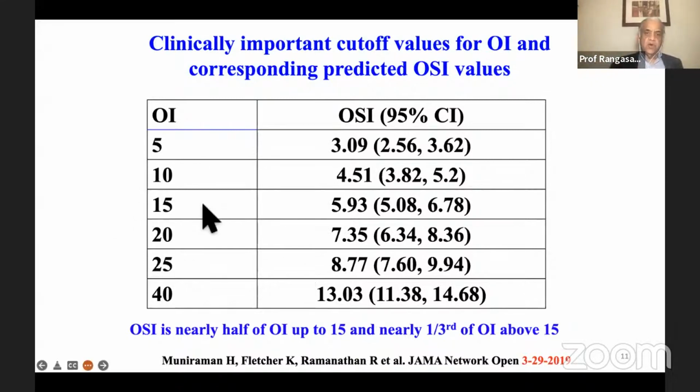So it's very easy to look at it and say, okay, I'm going to start a baby on nitric oxide because my OI is 20, but I don't have a PaO2 at this time. What can you do? If you have a saturation and you calculate the OSI, and that value is between 6 and 9 or 6 and 8, the baby will probably meet the criteria for hypoxemic respiratory failure.